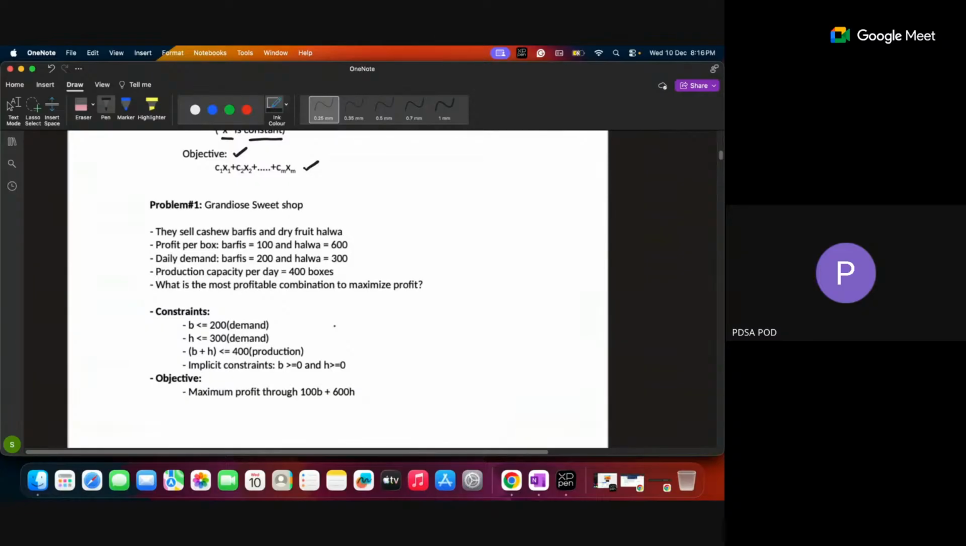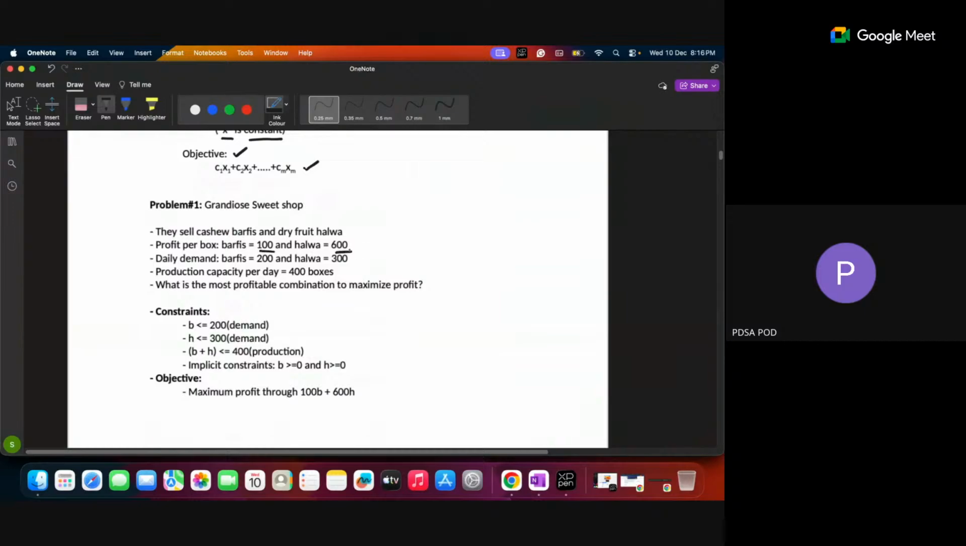So here, maybe you can have this problem. Professor Mathan has discussed it. Again, we are walking through the problem. Remember, there is a sweet shop, Grandos sweet shop. Here, two products are being manufactured: one is halwa and the next one is burpees. Whenever they are making these, some constraints are defined. The burpees and the halwa each have a profit. One box of burpees, if you sell it, you will get 100 rupees.